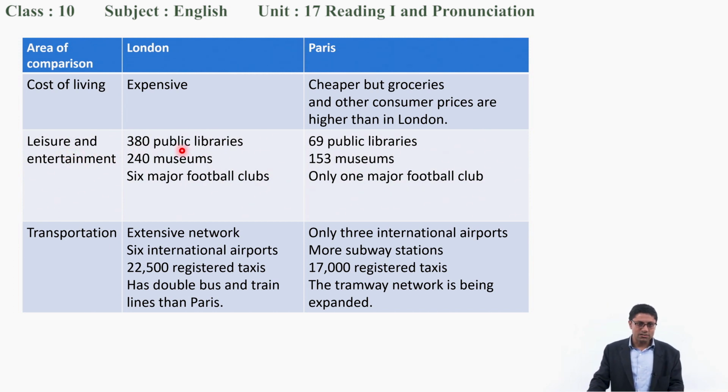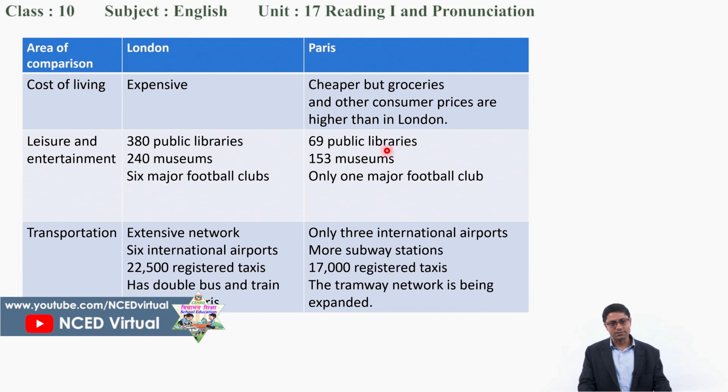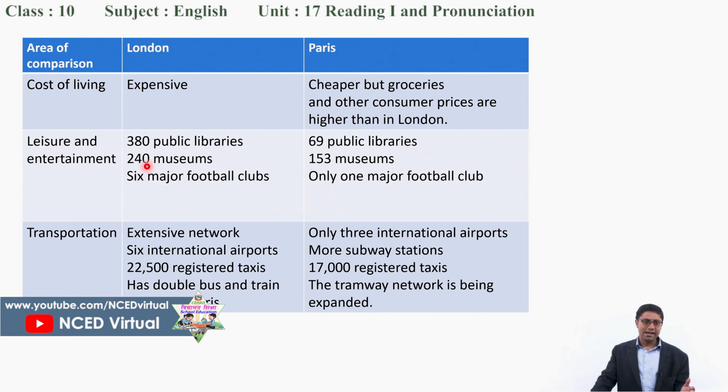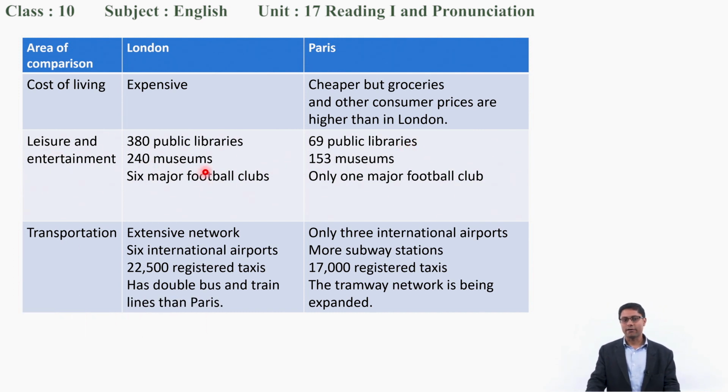For this purpose, London has 380 public libraries, whereas Paris has just 69 public libraries. Similarly, London has 240 museums, whereas Paris has just 153 museums. Similarly, in case of football, we have discussed that London is a suitable place for football lovers because it has 6 major football clubs that play in the top league, whereas Paris has only one major football club, that is PSG.